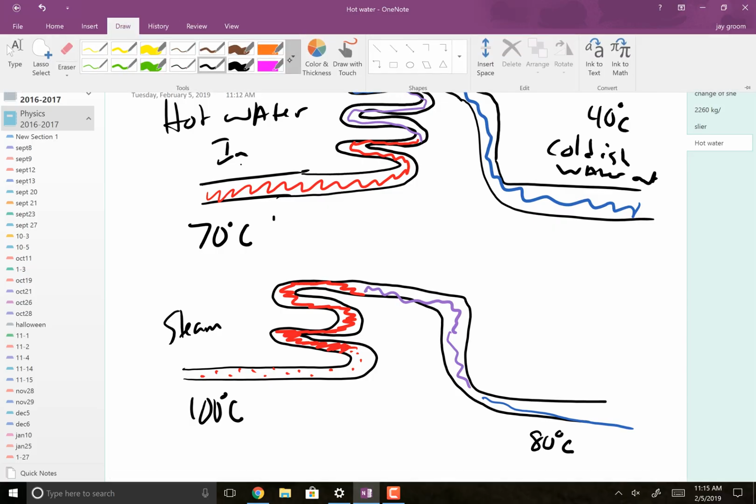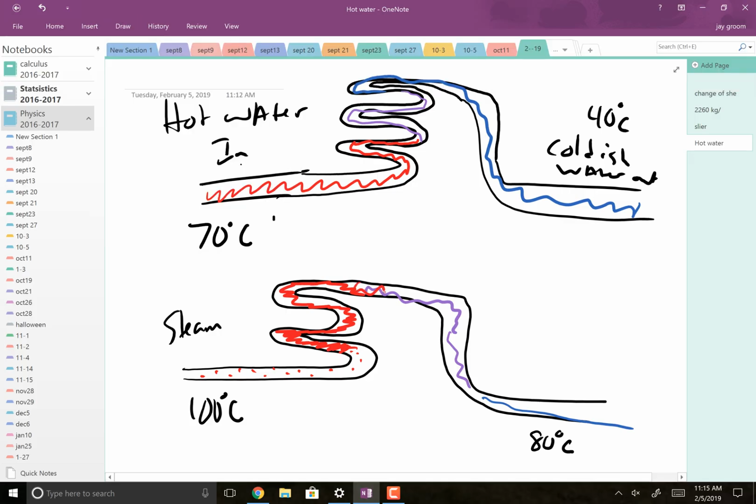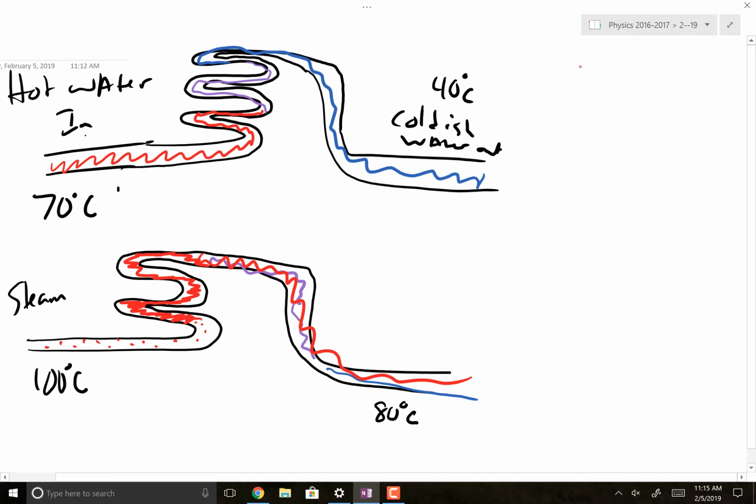So Mr. Groom, probably going to draw it up like this. In reality, it's red all the way through, right? Because it was hotter than our old hot water was, correct? Yeah. Let's talk about this for a minute. How much energy am I going to get out of this up here? Let's talk about energy content here.